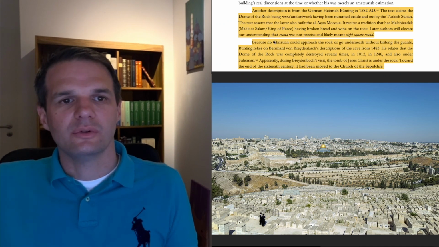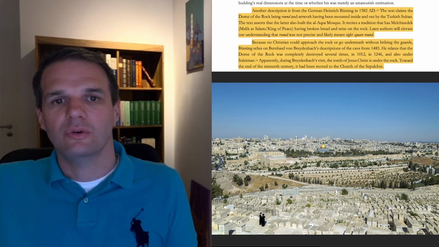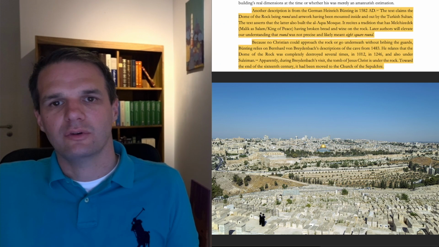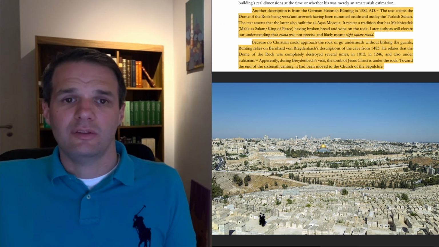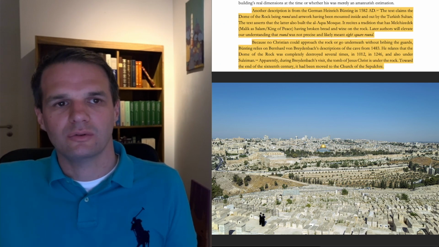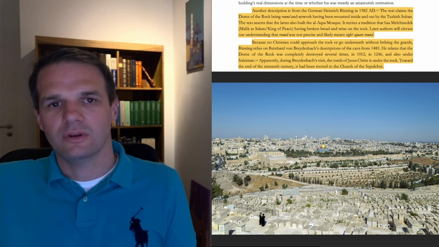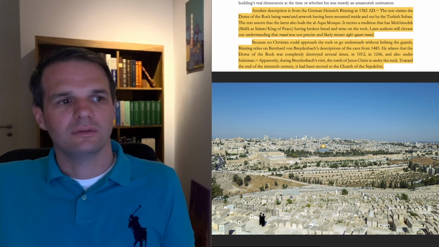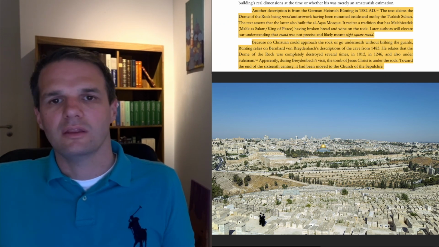Okay, but continuing. Because no Christian could approach the rock or go underneath without bribing the guards, Bünting relies on Bernhard von Breitenbach's description of the cave from 1483. That's a book which I happen to own, and yeah, Breitenbach also didn't see it, right? He also had second-hand descriptions, which he put in his book. He wasn't allowed to go near the dome either.